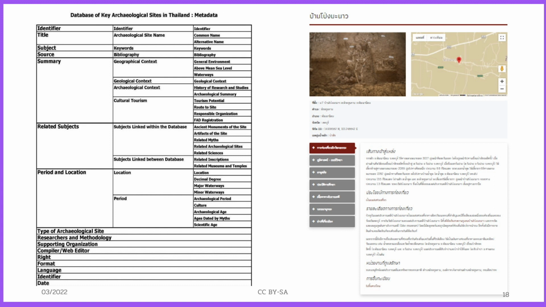Important data is divided into major categories: site name, subject, source of information, information about the terrain and environment, archaeological summary, tourist information of archaeological sites, other related matters or resources, such as legends, inscriptions, news, etc. Age, location, type of archaeological site, history of archaeological studies of that site, data provider, date of data preparation.